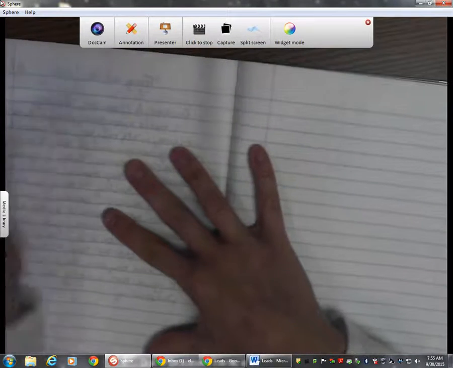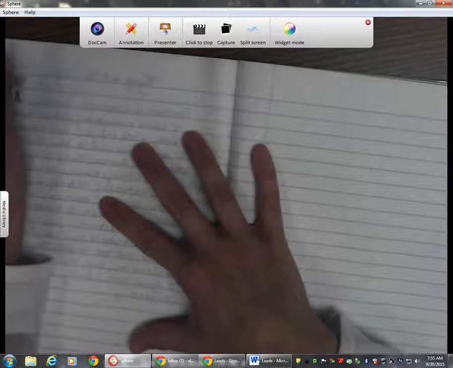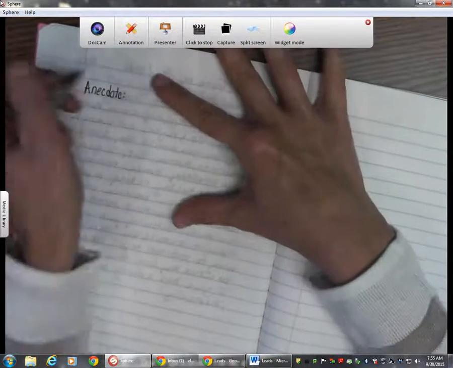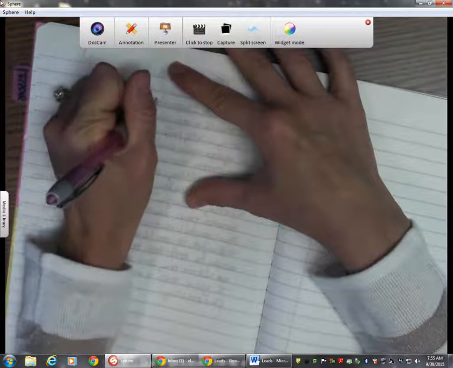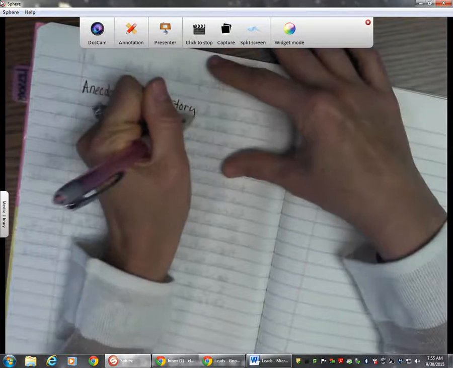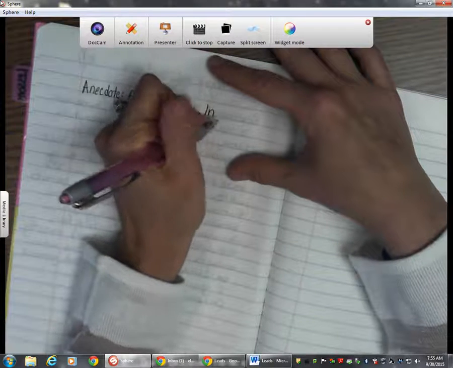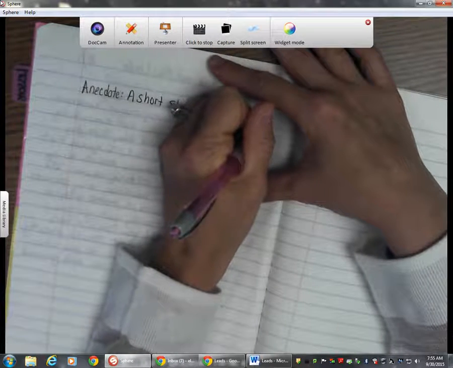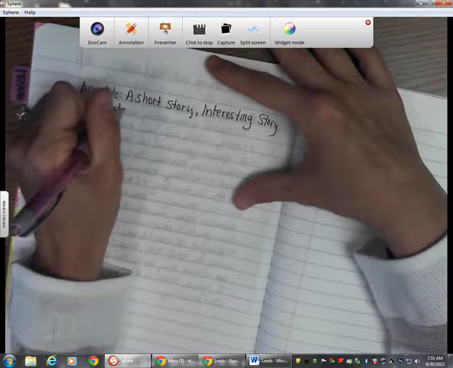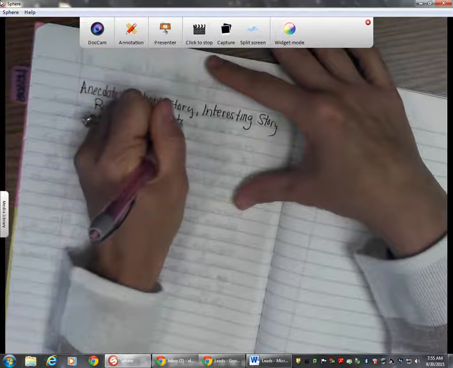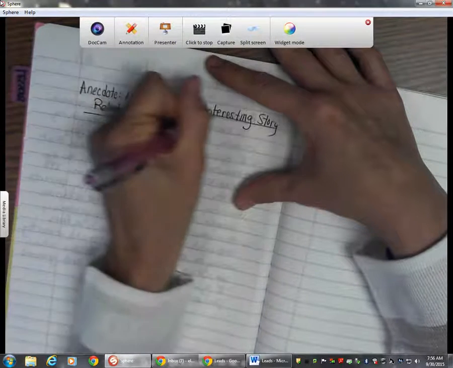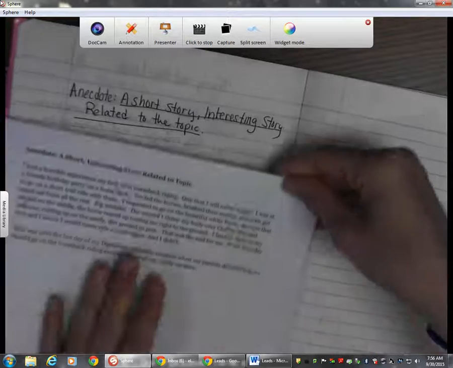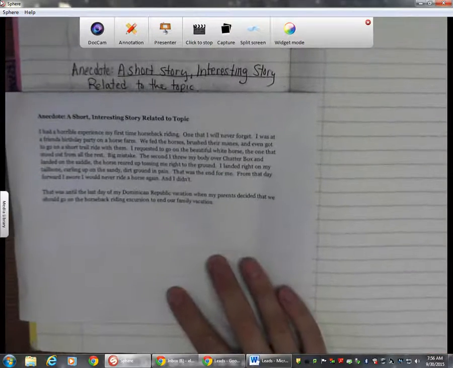And then the second one is called an anecdote. I'm not sure if you've heard of that word, but an anecdote is like a short story, or it could be an interesting story related to the topic. And for this one, I actually typed it up, so I'm going to show you what I had already written. Sorry, it's small, but I'll read it to you.